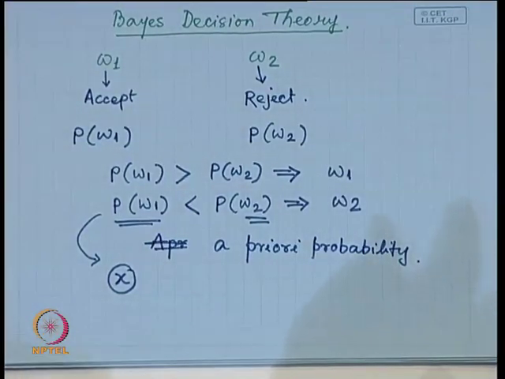That means I can find out a probabilistic measure, or probability density function, of variable x for the objects which belong to class omega 1. I can also find out the probability density function of the same observation x for the objects which belong to class omega 2.